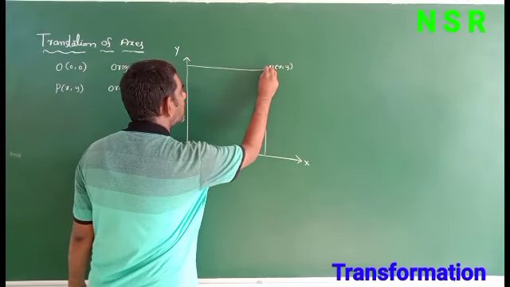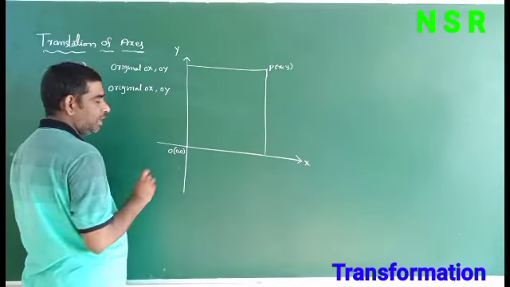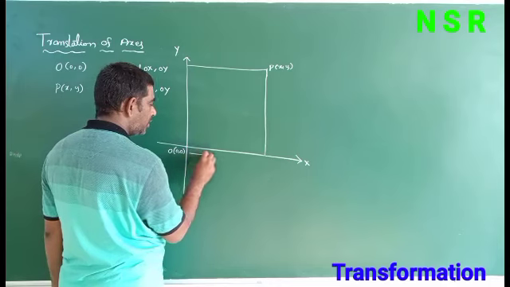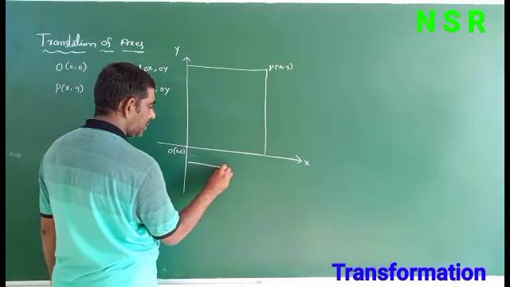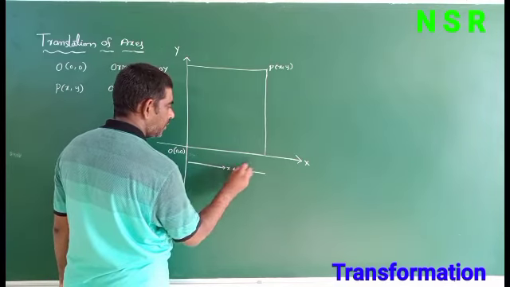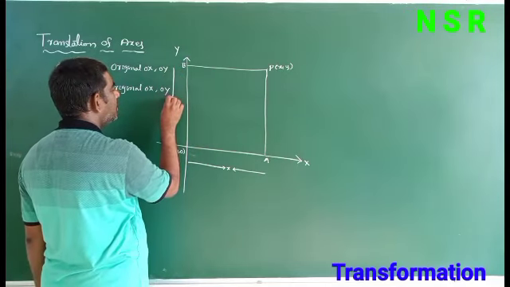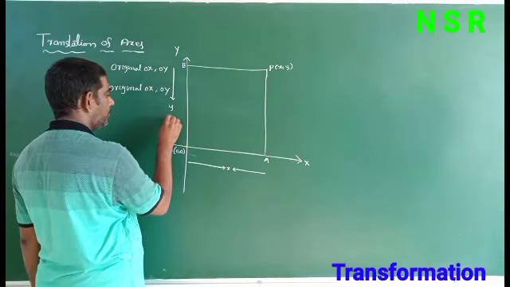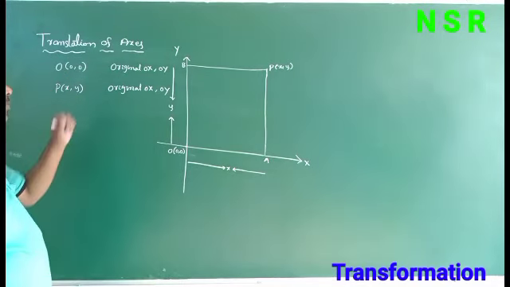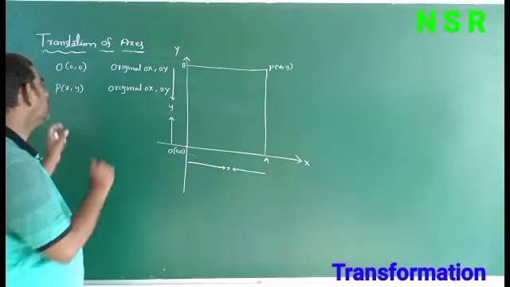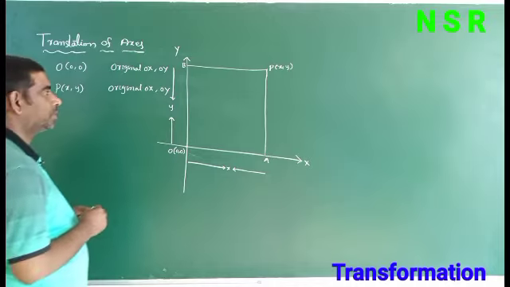P(x, y) means the x coordinate and the y coordinate. Small x indicates the distance from the origin to this point. So that is small x. Take this as A and this one as B. Now the distance from B to the origin is small y. So O is the origin with respect to the original axes OX, OY, and P(x, y) is the position of a point with respect to the original axes OX, OY.